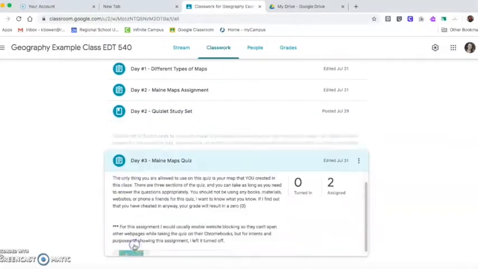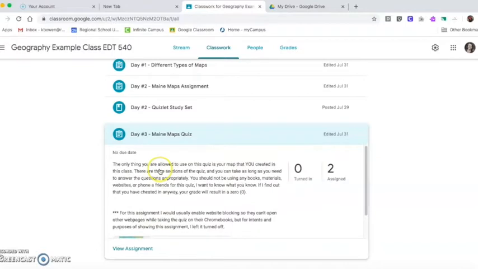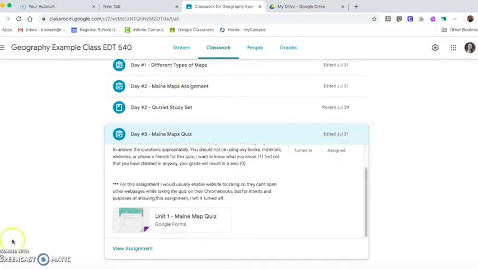And then day 3 is the Maine map quiz. So this is the quiz over the Maine maps assignment. They're able to use their Maine maps assignment on this quiz, so they're allowed to use only their paper map.